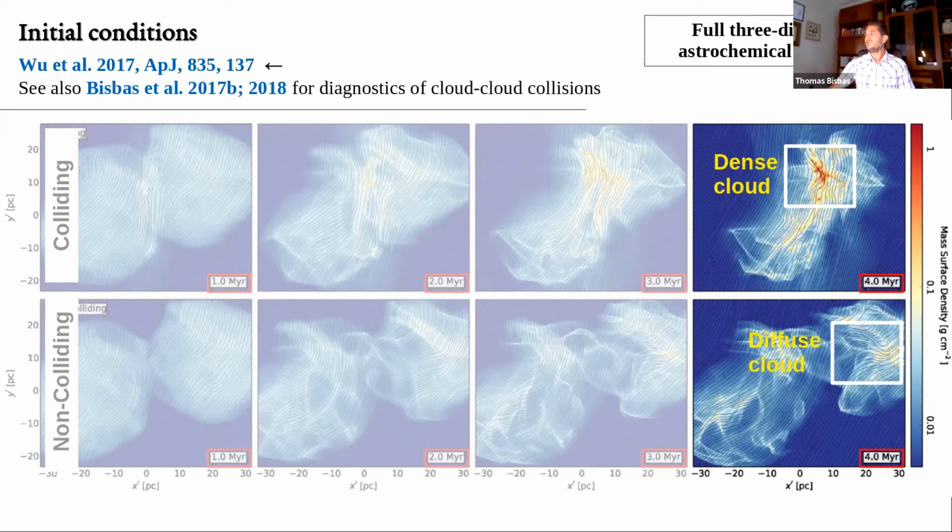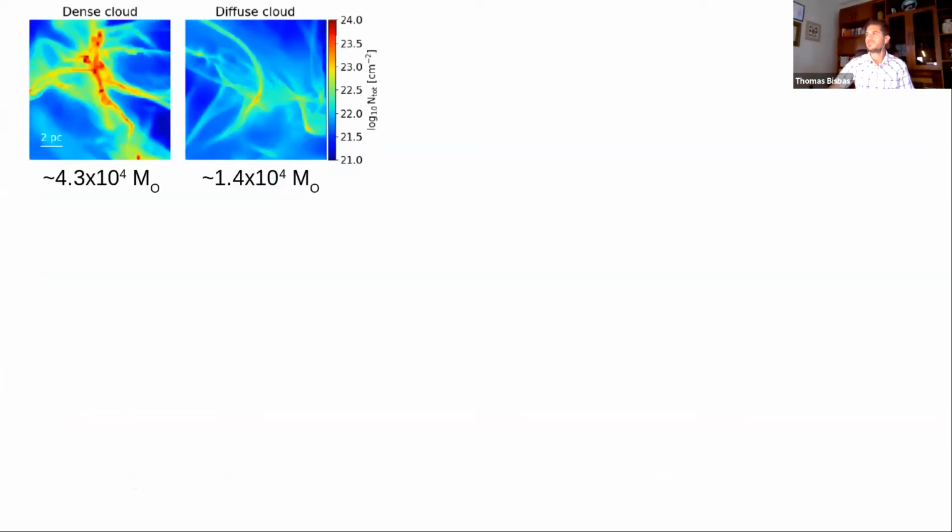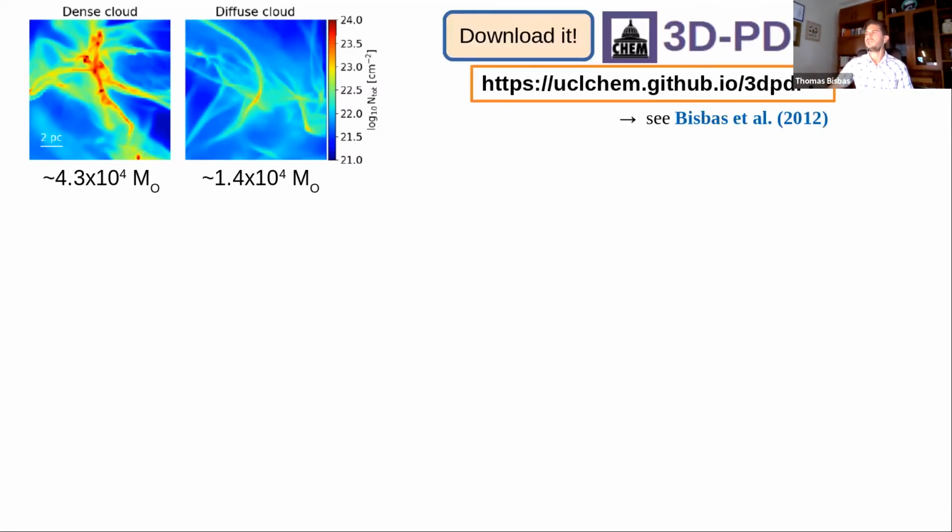So we will call from now on the upper case a dense cloud, which is about to give birth to new stars, and the diffuse cloud, which is the average ISM GMC. So here we have the dense cloud, which has approximately 43,000 solar masses. The diffuse cloud has 14,000 solar masses. They are 14 by 14 parsec squared in area, as you see here. So each side, so computational size, is 14 parsecs.